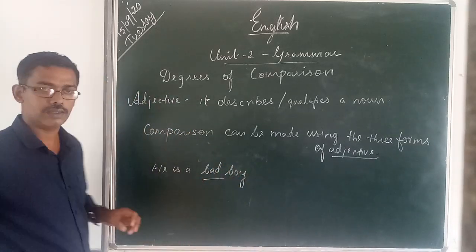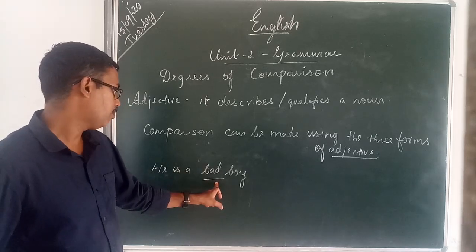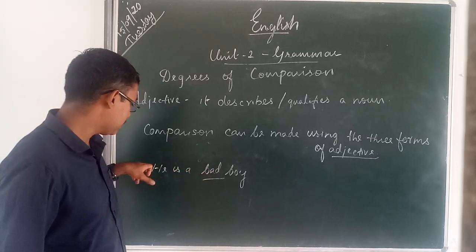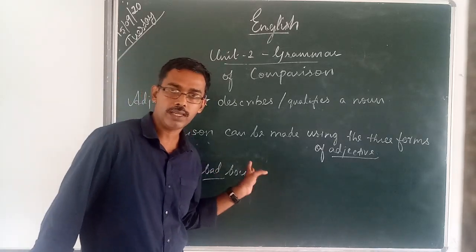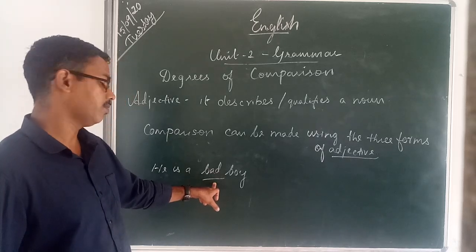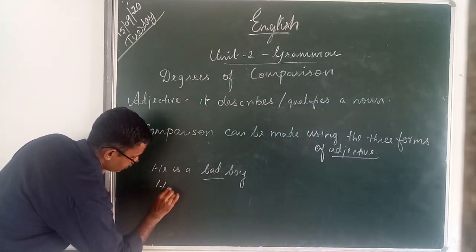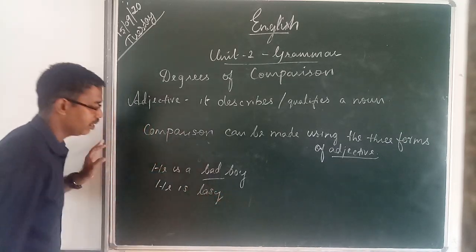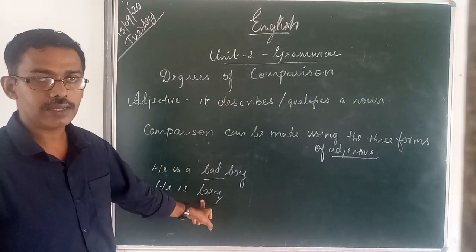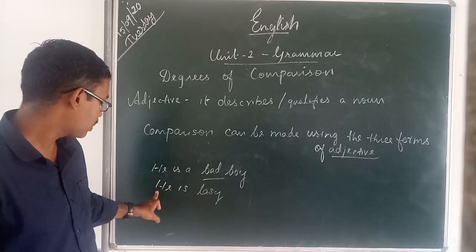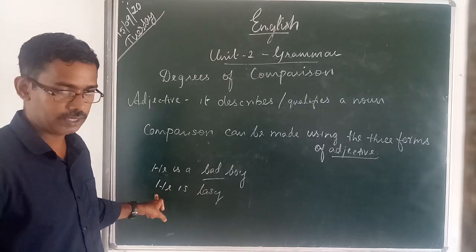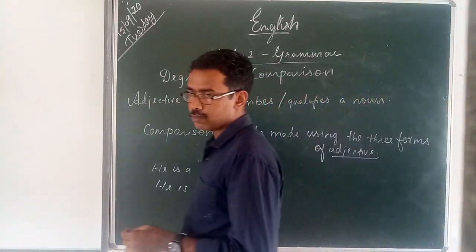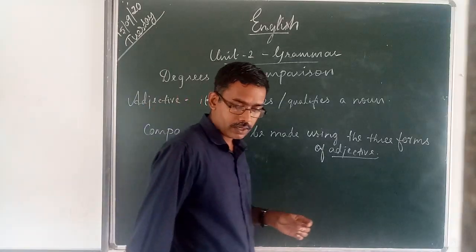He is a bad boy. Here, the adjective is bad. It describes about the subject, the boy. That is called as adjective. He is lazy. Here it describes the character of a particular person. He is active. He is smart.